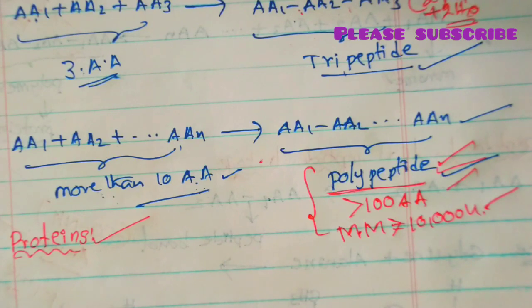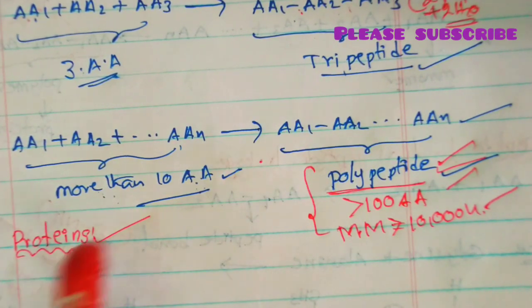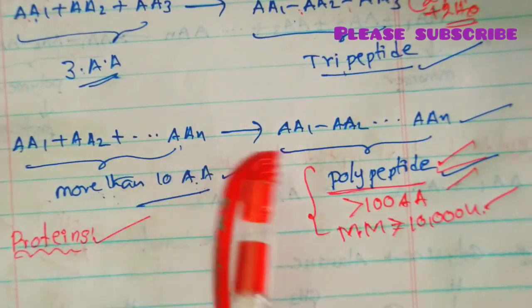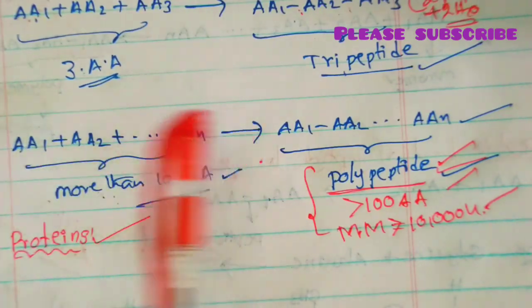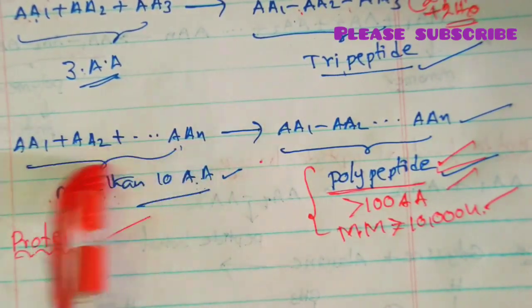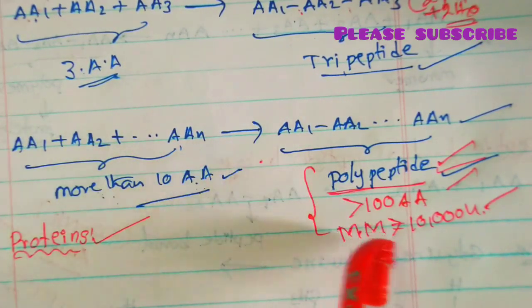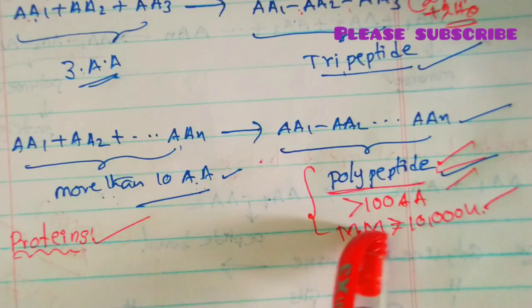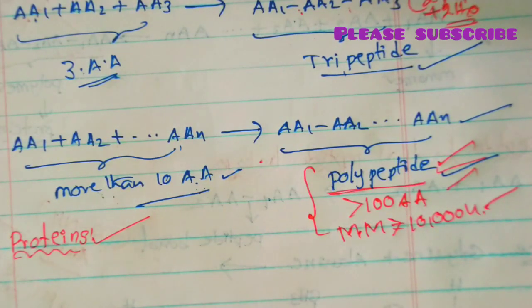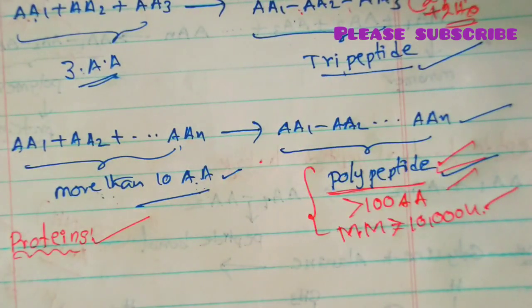Do you understand this definition? Again, I am repeating this definition. Proteins means polypeptides with more than 100 amino acids. That means it is compulsory that this chain contains more than 100 amino acids. Also, what is the condition? The molecular mass is greater than 10,000 atomic mass unit. So this type of polypeptide is called a protein.